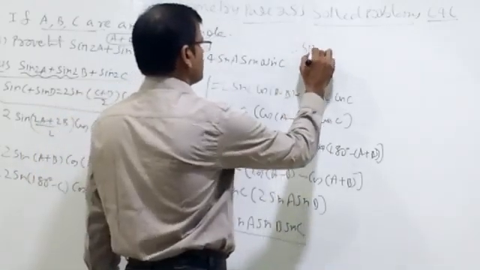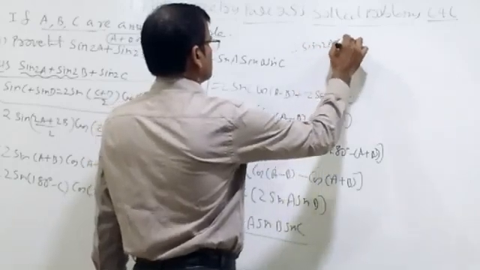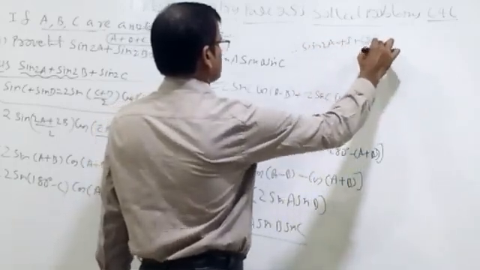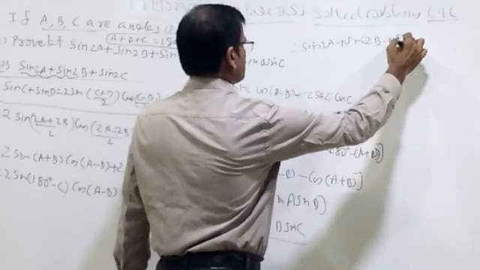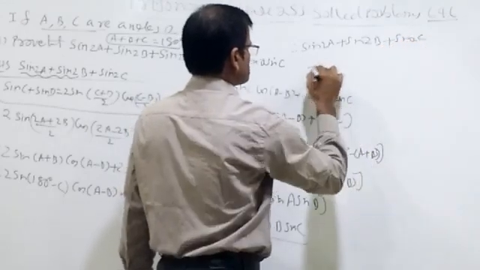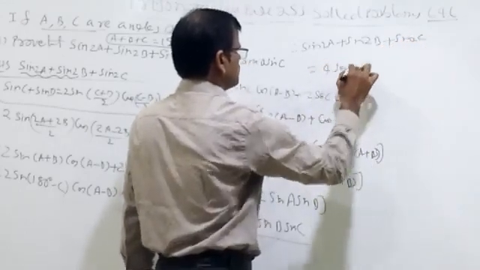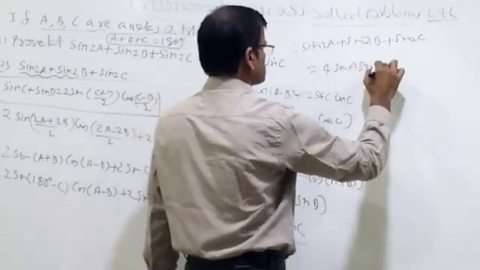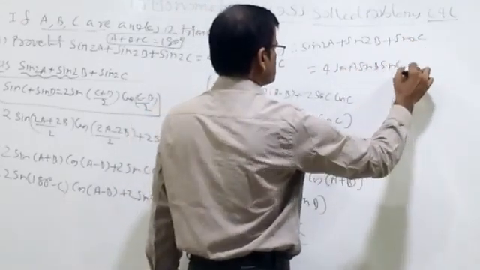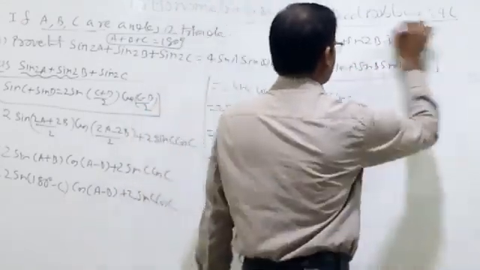Therefore the conclusion I am writing: sin 2A plus sin 2B plus sin 2C is equal to 4 sin A sin B sin C.